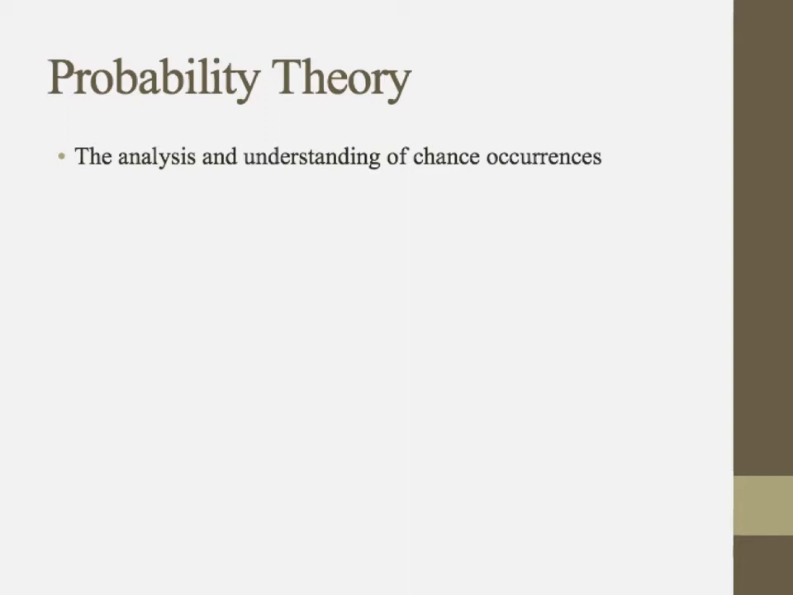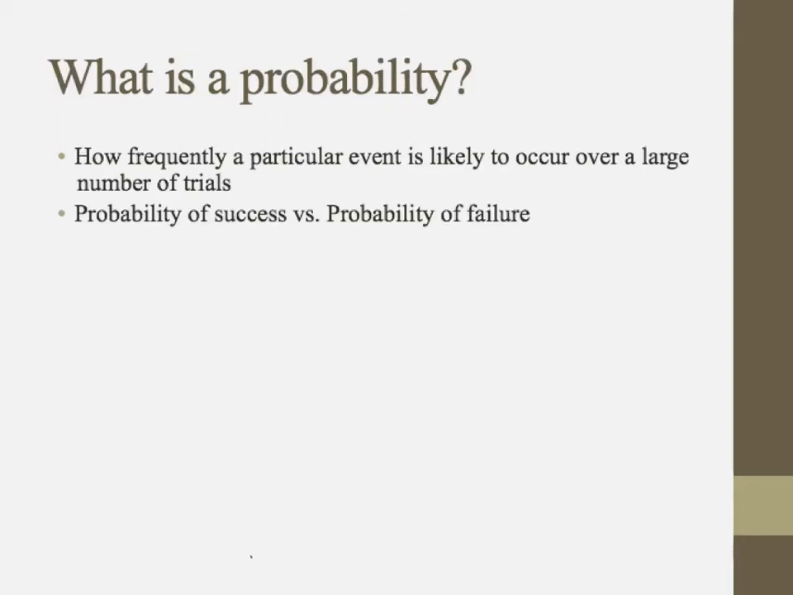When we use the term probability theory, what are we talking about? Well, we're talking about the analysis and understanding of chance occurrences. So we're trying to figure out what is the likelihood of something happening. And so we're analyzing what are called chance occurrences. How likely is it that something is going to happen? So probability is how frequently a particular event is likely to occur over a large number of trials.